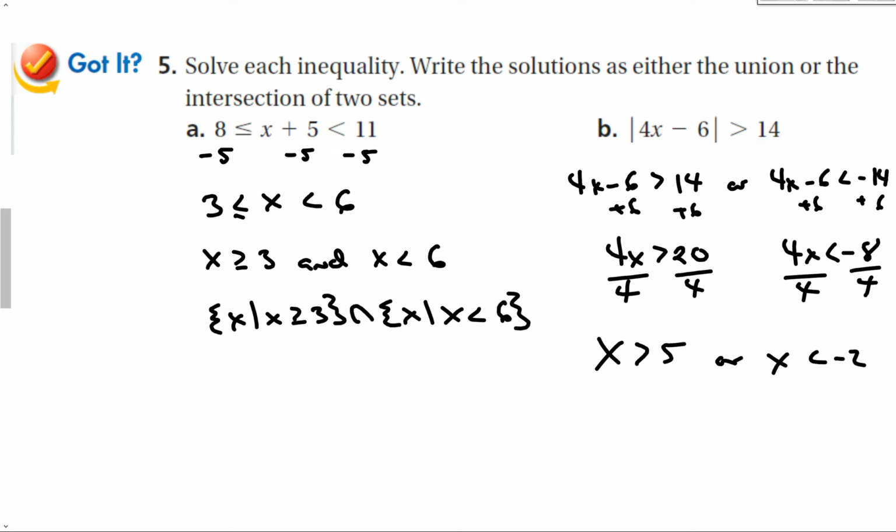Okay? So when we do this, we always like to do the smaller set first. So this is the smaller number right here. So my answer is going to look like x such that x is less than negative 2, or x such that x is greater than 5.